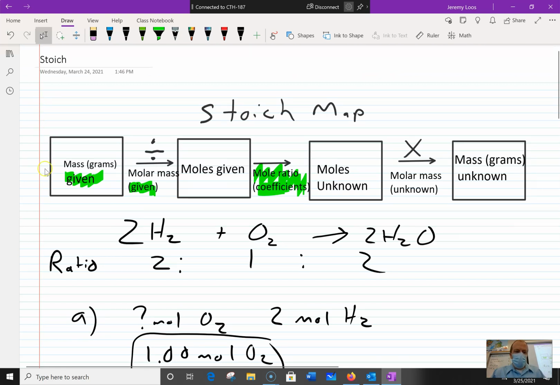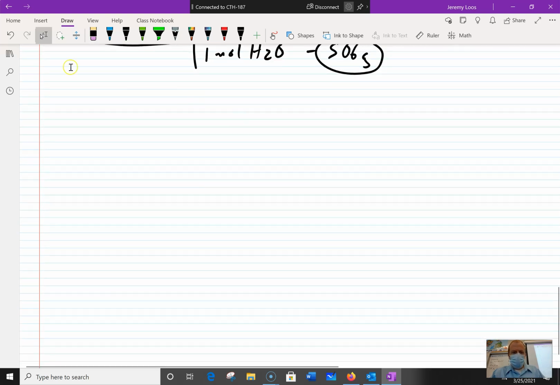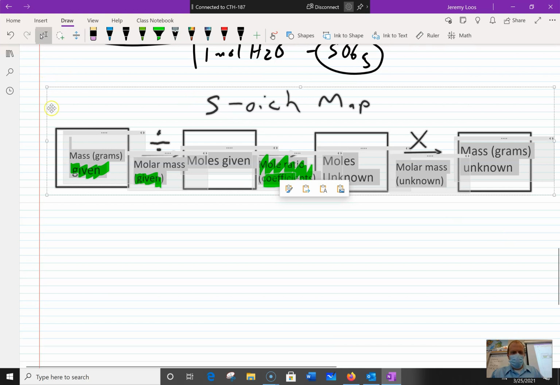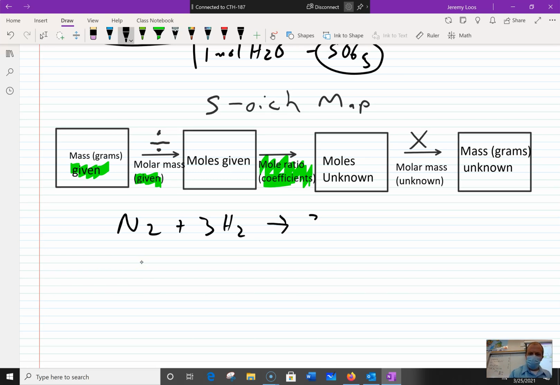So if we then go down, I'm going to just try to copy this whole thing. If we go down to number 2, it's a new series, like this, except it's got a new reaction here. And it is N2 plus 3H2 yields 2NH3.